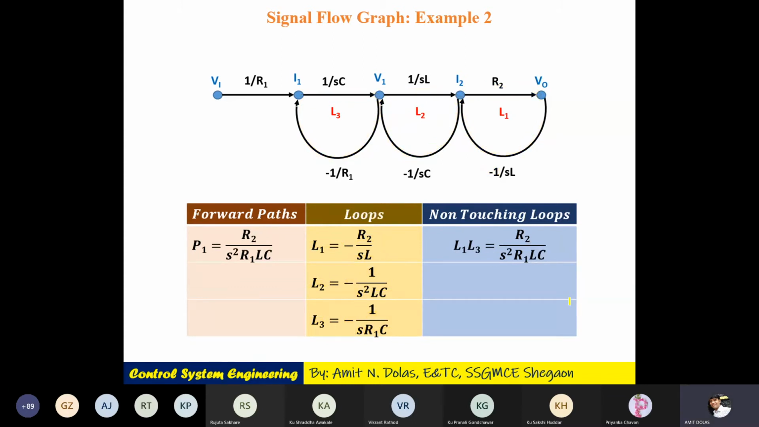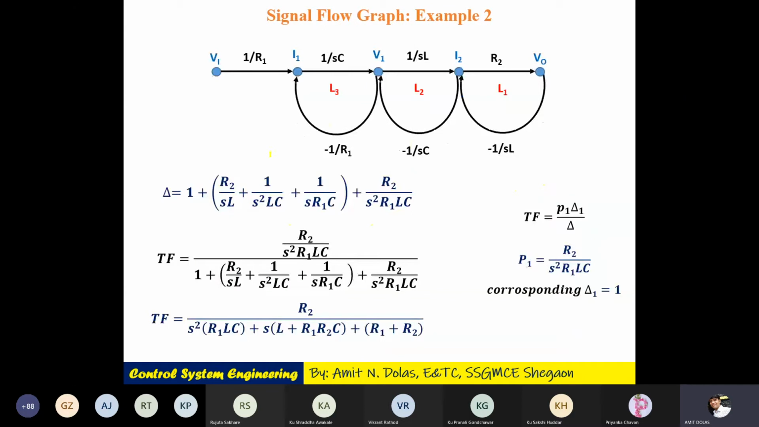And later on, we are interested in finding out two non-touching loops. You can see L1 is touching L2, but not touching L3. So the two non-touching loops are nothing but L1 and L3. Simply take L1 from here and L3 from here, and multiply both. You get R2 upon S square R1 LC. So we have done with the forward path, only one; the individual loops, those are three; and the two non-touching loops, that is only one.